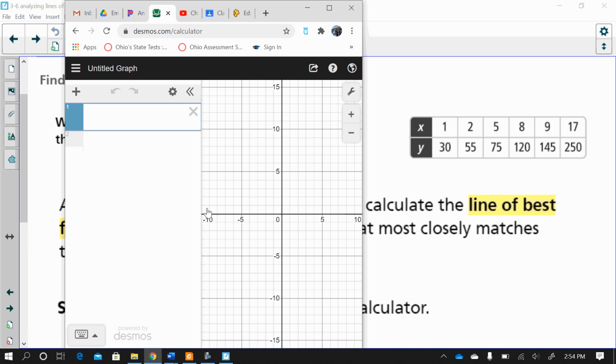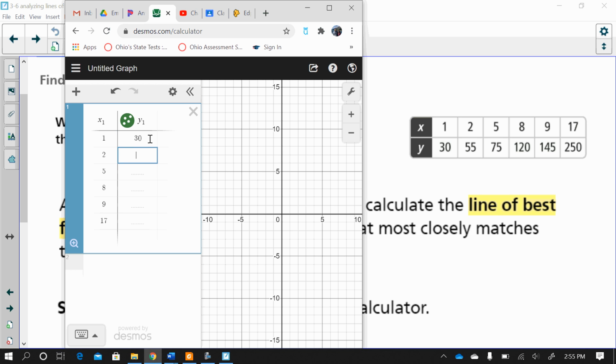The first thing we need to do is add a table. To add a table, you go to the plus sign. And look, table. So let's put our values in for x. We have 1, 2, 5, 8, 9, and 17. Then we put in our y values: 30, 55, 75, 120, 145, and 250.